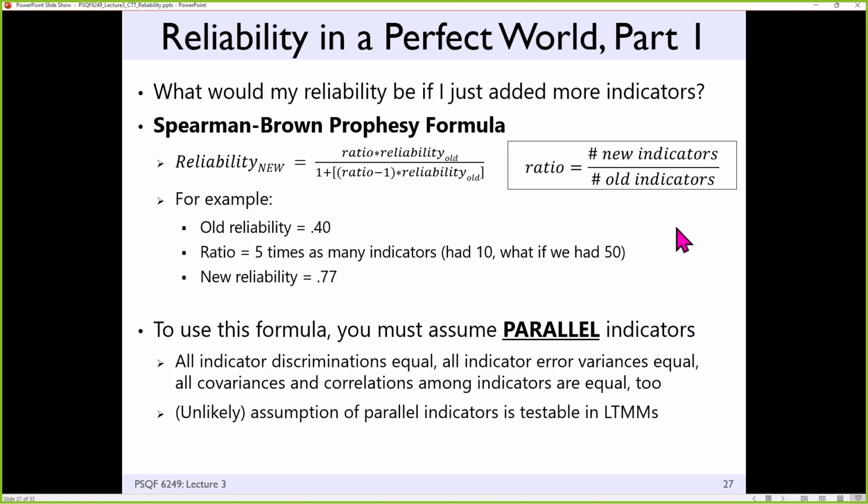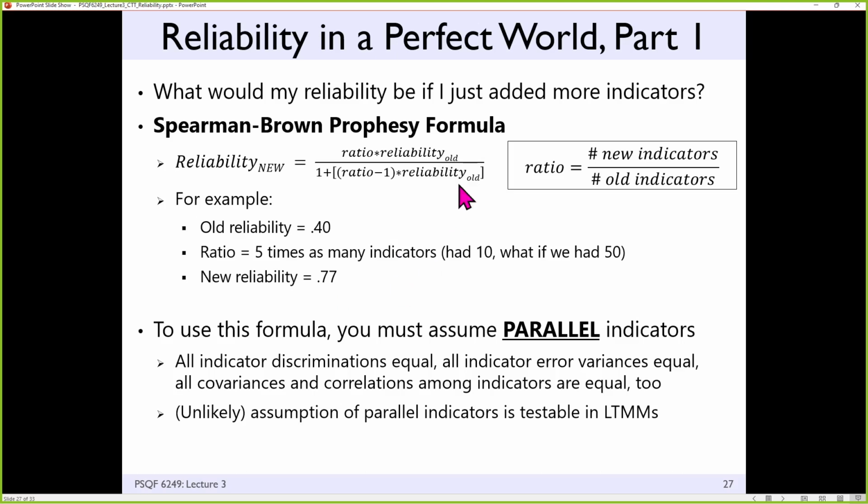All right, reliability in a perfect world. Another thing that you may come across in classical test theory texts is predictions as to what would happen if you added more items. So the Spearman-Brown formula, for instance, here is used to anticipate reliability for longer scales. So for instance, if I had a scale with a reliability of 0.4 and I have 10 items, what would it be if I had 50? This formula would predict it would be 0.77.